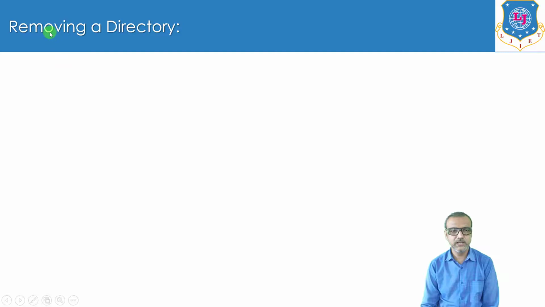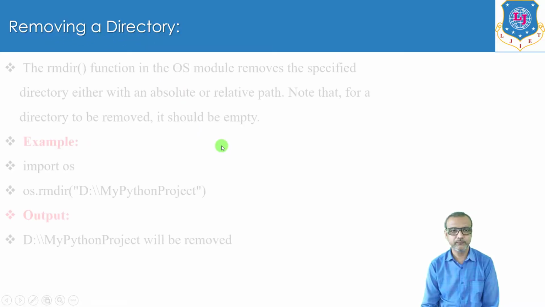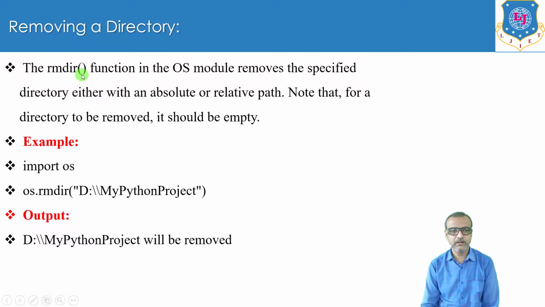Now we will see how to remove a directory. The rmdir function in the OS module removes the specified directory, either with an absolute or relative path. Note that for a directory to be removed, it should be empty.